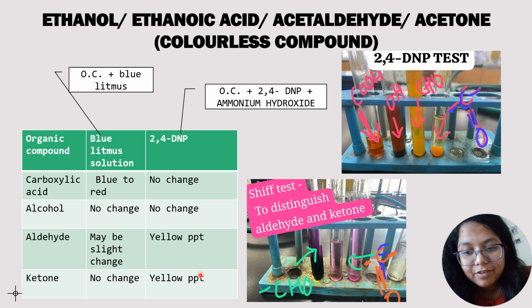Now how will you identify whether it's an aldehyde or a ketone? Either one of them is there, but we don't know which one. So for that we will be doing the Schiff test. You take the organic compound in another test tube, and to this you add Schiff reagent. If it turns dark pink in color, then we say it's an aldehyde group. If it is a light pink color, then it is a ketone.